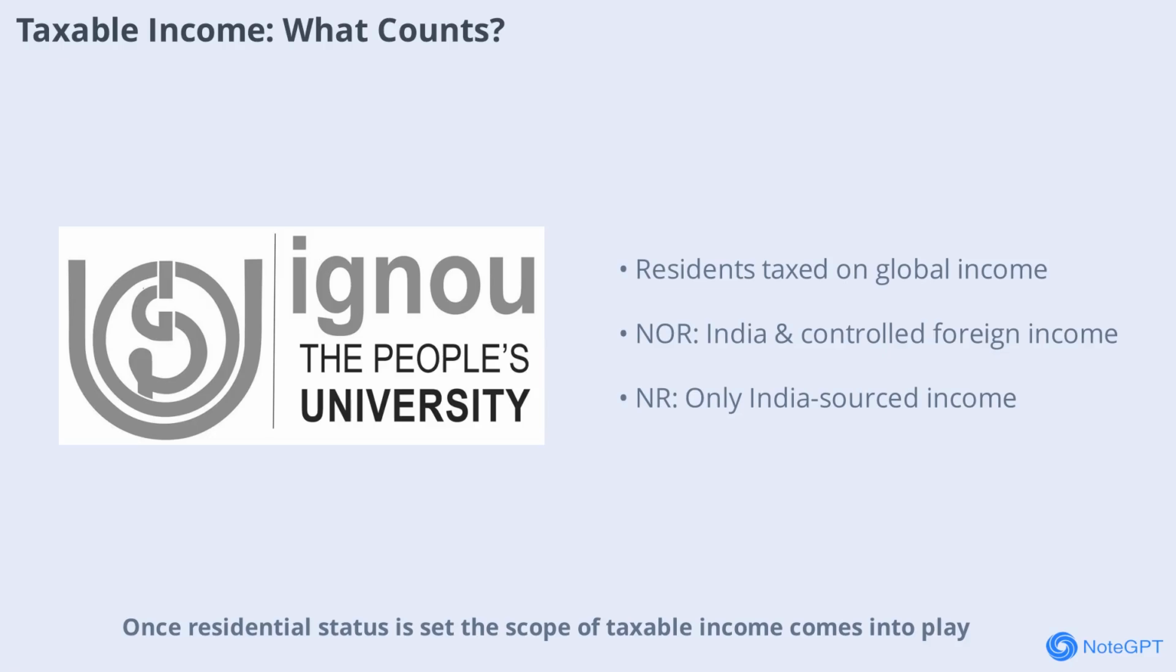Once residential status is set, the scope of taxable income comes into play. Residents and ordinarily residents are taxed on their global income, everything earned, received, or accrued, whether in India or abroad. Not ordinarily residents are taxed on income received or accrued in India, plus foreign income from businesses controlled in India. Non-residents are taxed only on income received or accrued in India. This means your tax bill can look very different depending on your status.